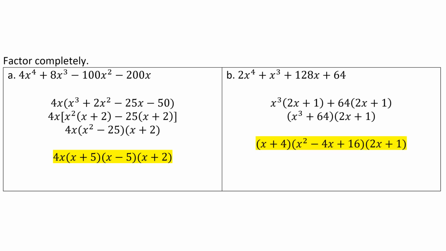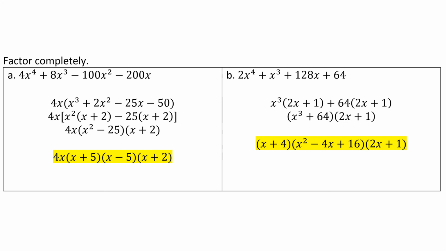We can break that apart into our binomial and trinomial: x plus 4, and then the trinomial is x times x, and x times 4, and 4 times 4. And then when we go to apply our signs, if it's a sum of cubes, we are going to have the same, opposite, and always positive. We're going to have a plus sign, a minus sign, and a plus sign. We're left with x plus 4, then that trinomial, and then 2x plus 1.